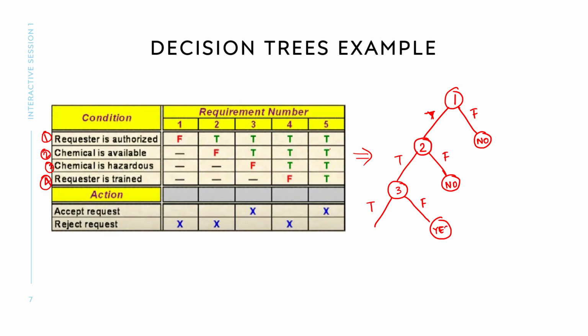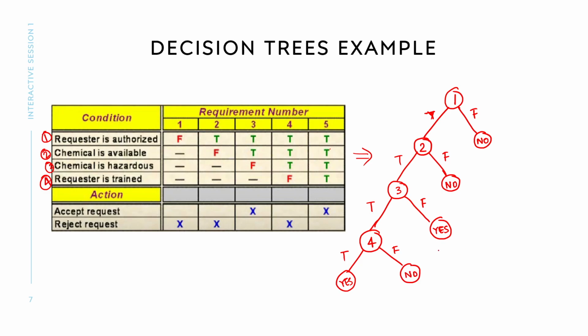Sorry, the computer is lagging. Anyway, if the chemical is hazardous, then you move on to the fourth check, which is if the requester is trained or not. If he is trained, then finally the answer is yes, and if he is not trained, then the answer is no.